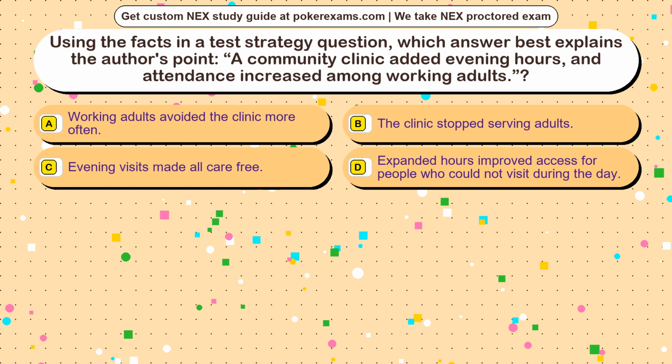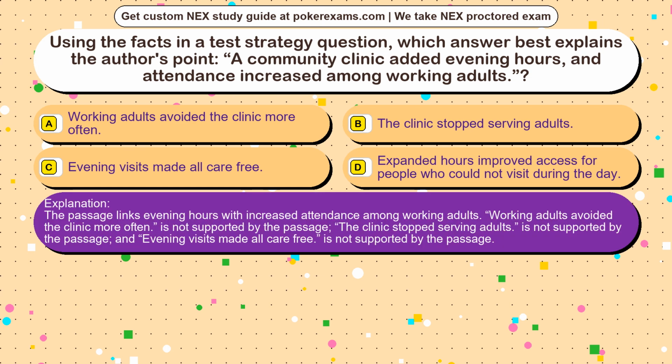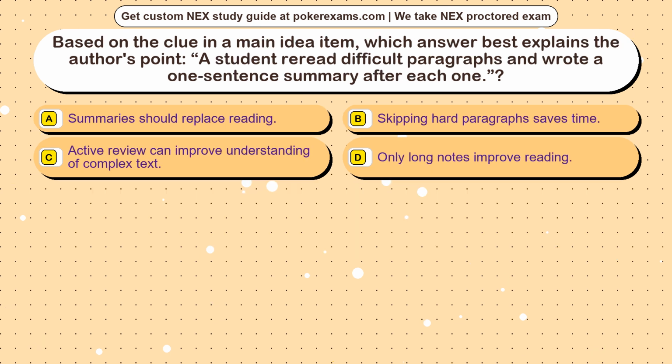The correct answer is option. The passage links evening hours with increased attendance among working adults. Working adults avoided the clinic more often is not supported by the passage. The clinic stopped serving adults is not supported by the passage, and evening visits made all care free is not supported by the passage.